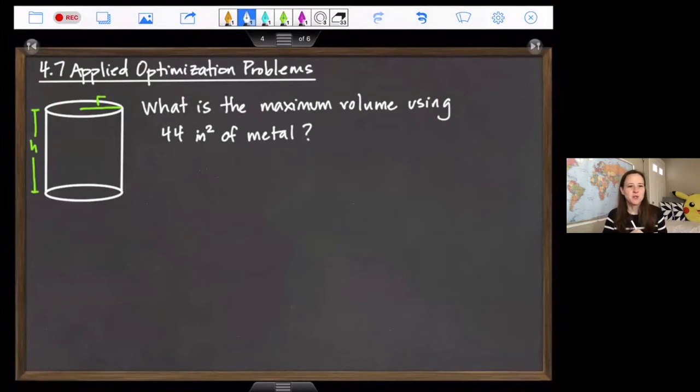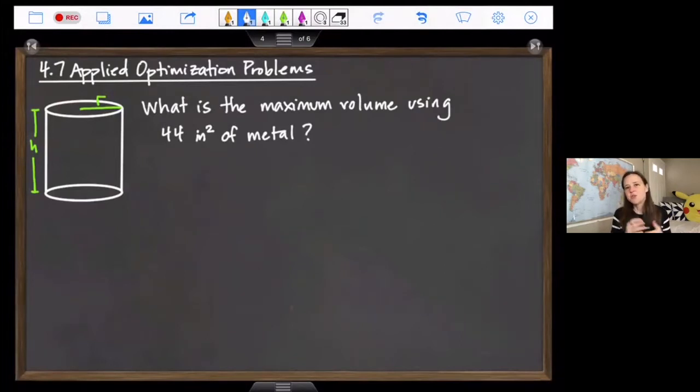All right, so I've reconstructed our can here. We've got the radius and the height labeled with R and H. Remember, that's our first step of an applied optimization problem, to draw a diagram and label some variables. Those are the two things that are changing as we're messing around with the dimensions of this can. All right, so what's our maximum volume using 44 square inches of metal?